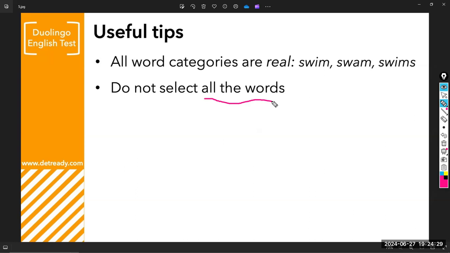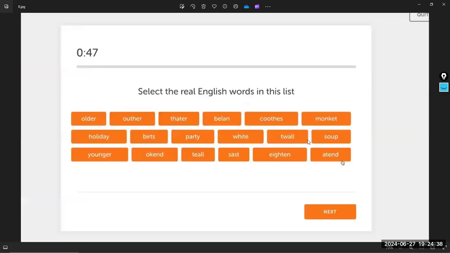Please, this is the silliest thing you do. Don't. Don't, because you will get nothing like this. Don't do it like this. The score will be zero if I select all those answers. Exactly, you will get nothing, nothing.